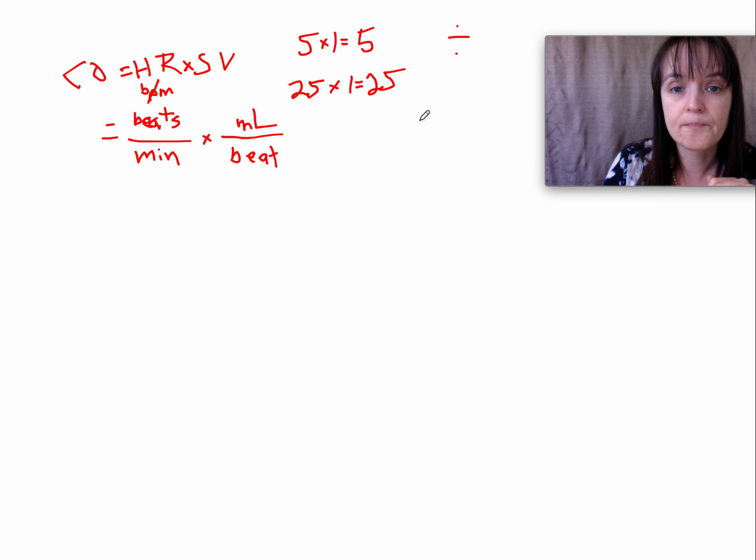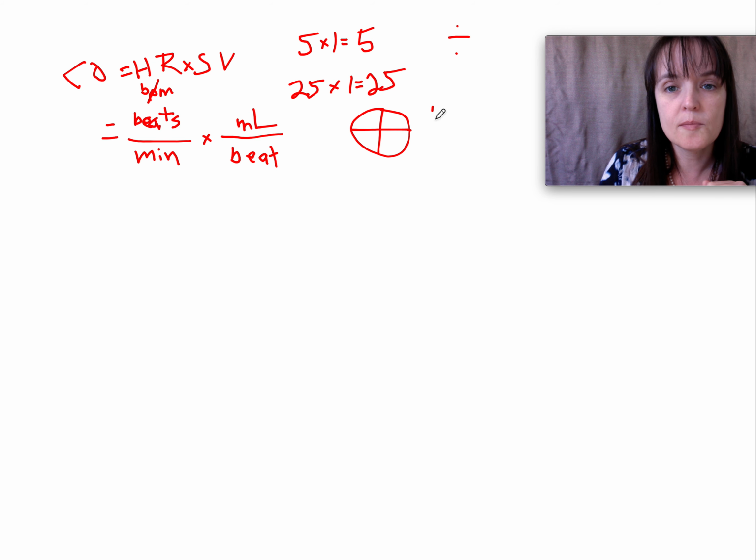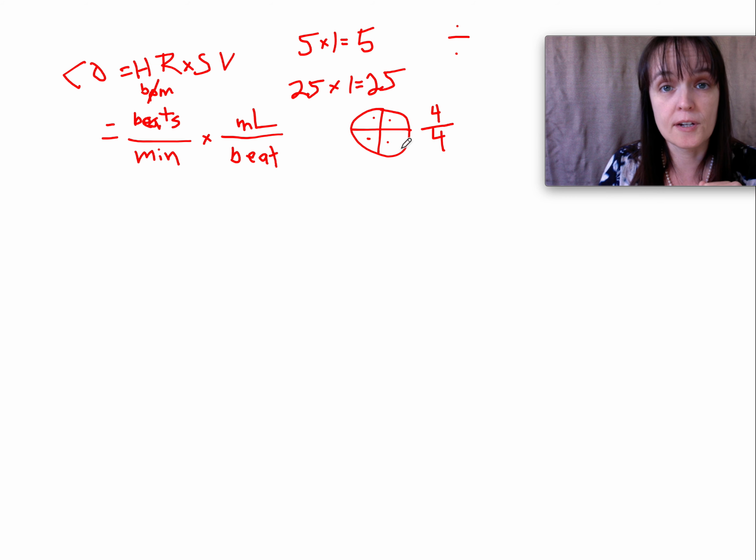Here's the other kicker. Here's our pie. I'm going to make quarters. So if you're going to eat 4 quarters of this pie, the numerator is how many of these quarters, and the denominator is how many divisions there are. It was supposed to be round, sorry.